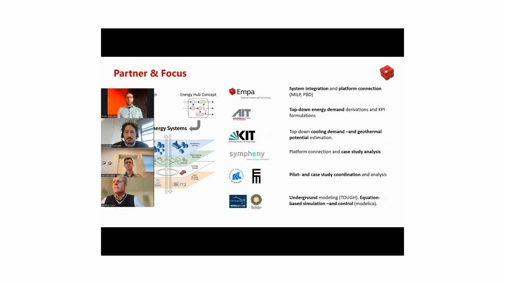We have a focus on top-down energy demand derivations by also key performance indicators. This is performed by AIT. At KIT, we also develop top-down cooling demand and geothermal potential estimations. Together with an Empa spin-off Symphony, we also work on the system integration and in particular on a case study analysis of the Berkeley campus.